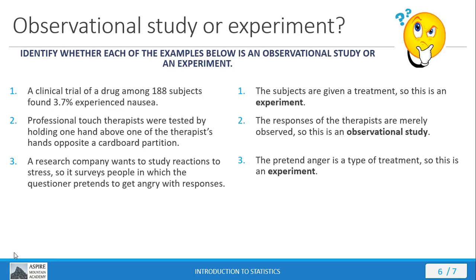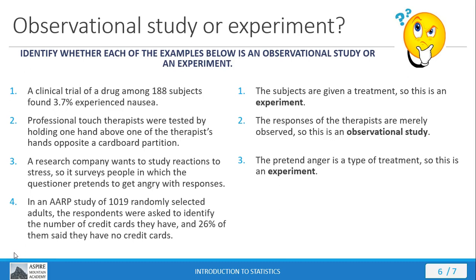I know some of you might have thought this was an observational study because, as your logic probably went, you're just observing the responses of the subjects. But in actuality, the pretend anger is a type of treatment, much like the drug in the first example. You give someone a drug, which is a treatment, and then observe the effects. Here it's the same deal, only your quote-unquote drug or treatment is feigned emotion.